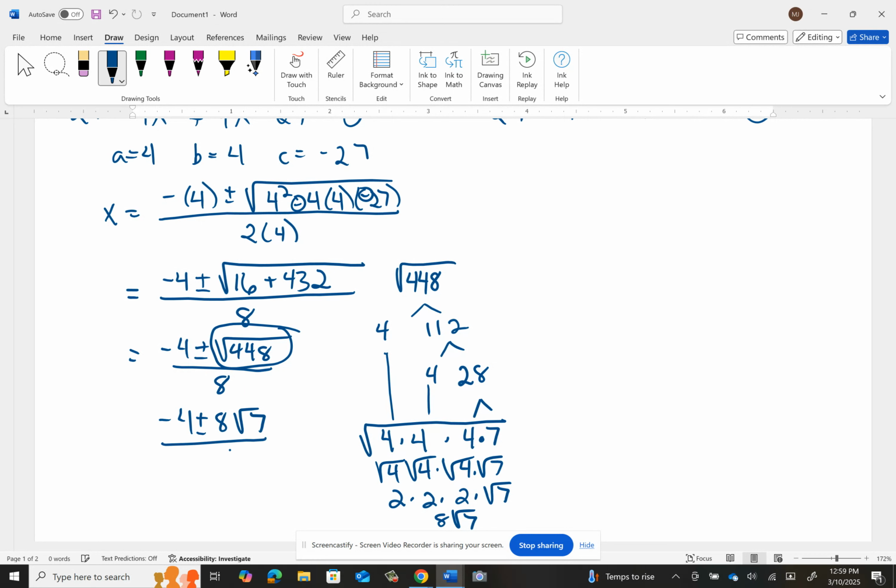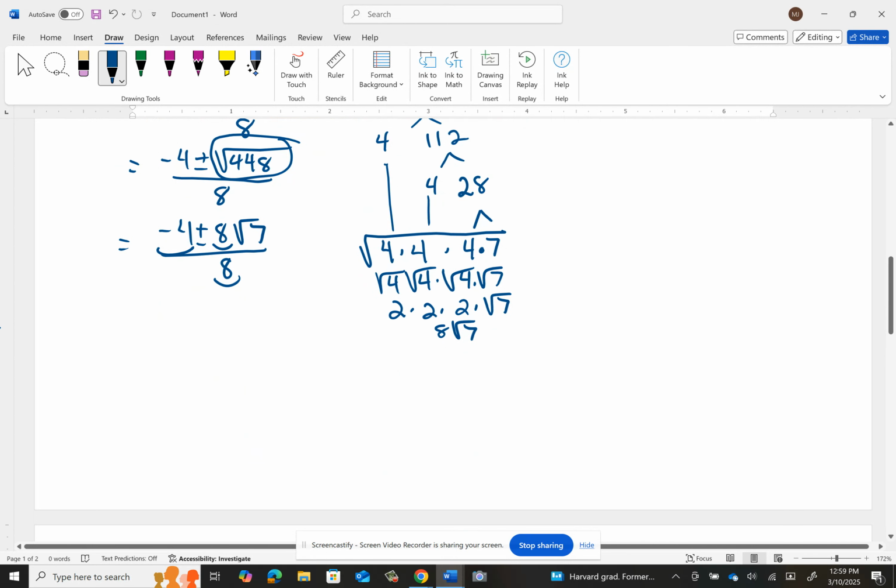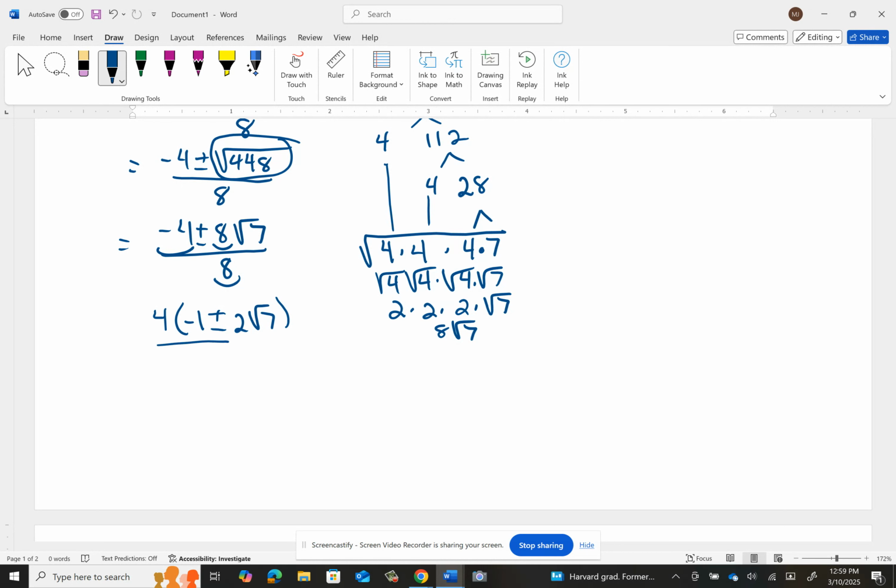And then sometimes at that point you're finished. But here, do you notice that 4 would go into all three of those numbers? 4 is a factor of that numerator. The idea is that we could factor out the 4 from the numerator. If we did, we'd have a -1 left in that first spot, then plus or minus 2 square root of 7. And then down here we can say, all right, well I know 4 goes into 8 twice. So your final answer on this would be -1 plus or minus 2 square root of 7 over 2.